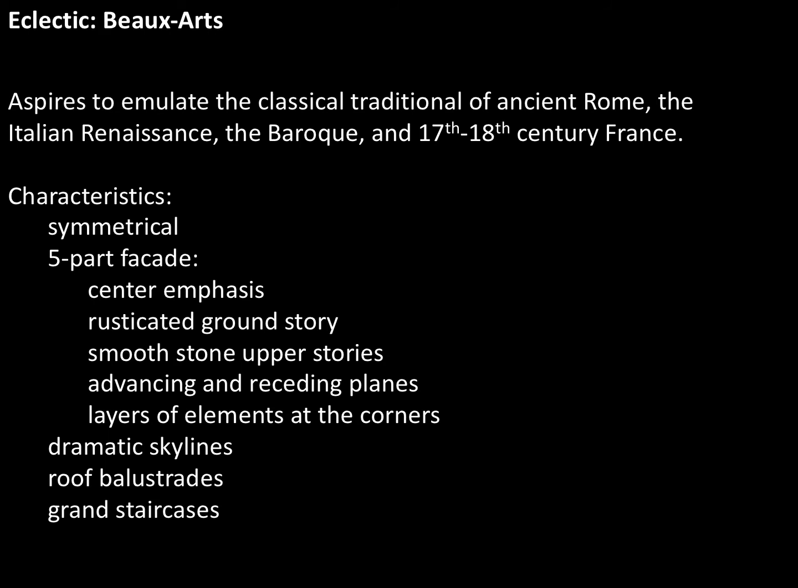So the buildings are classical, they are symmetrical, and in every facade you will see five things: a center emphasis, a rusticated ground floor, smooth stones on their upper floors, planes that advance and recede. That means some come forward and some move backwards in space. And then an emphasis on the corners of the building. So there's stuff ladled up onto the corners. You will see dramatic skylines and roof balustrades and grand staircases. So these are the elements that we see in the Beaux-Arts style.